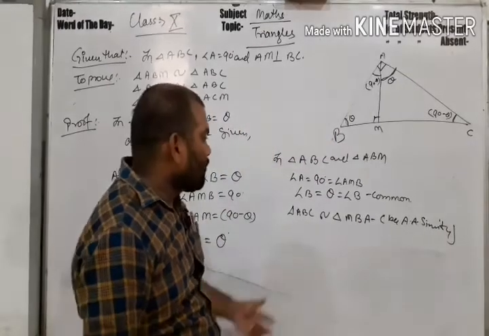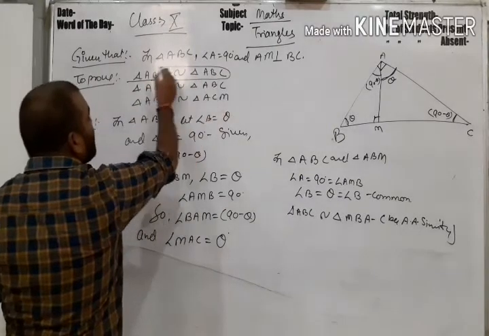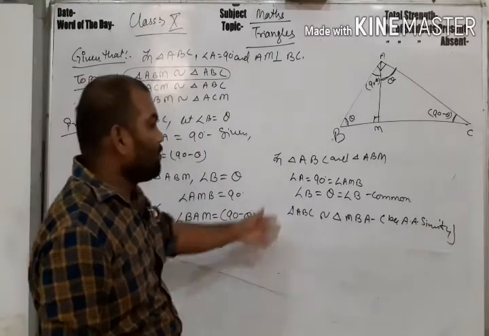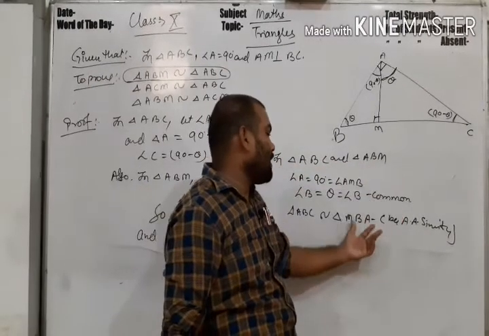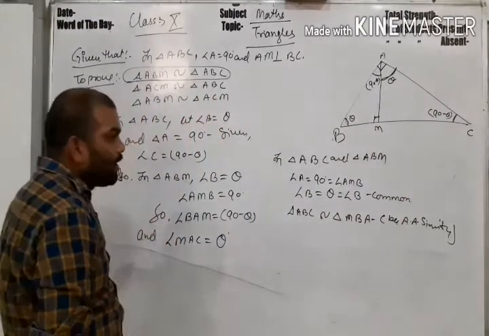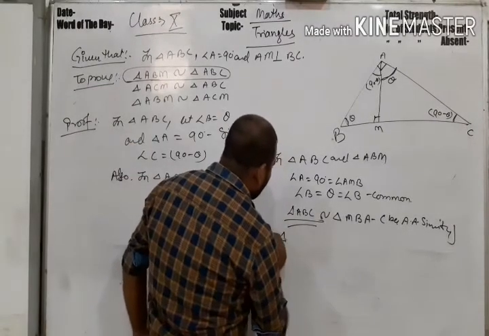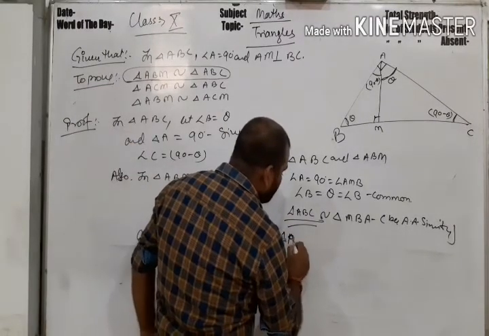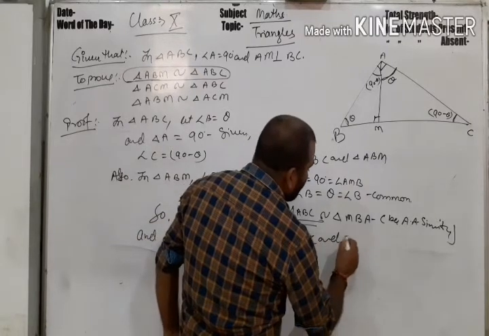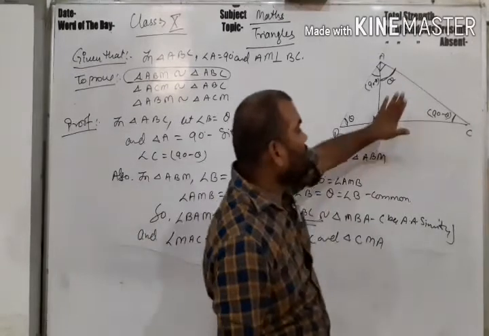Okay, so first we have proved that triangle ABM is similar to ABC, which means ABC is similar to MBA. Now the name has been changed according to order. Similarly, we will prove that triangle ABC and triangle CMA are similar. What about these two triangles?